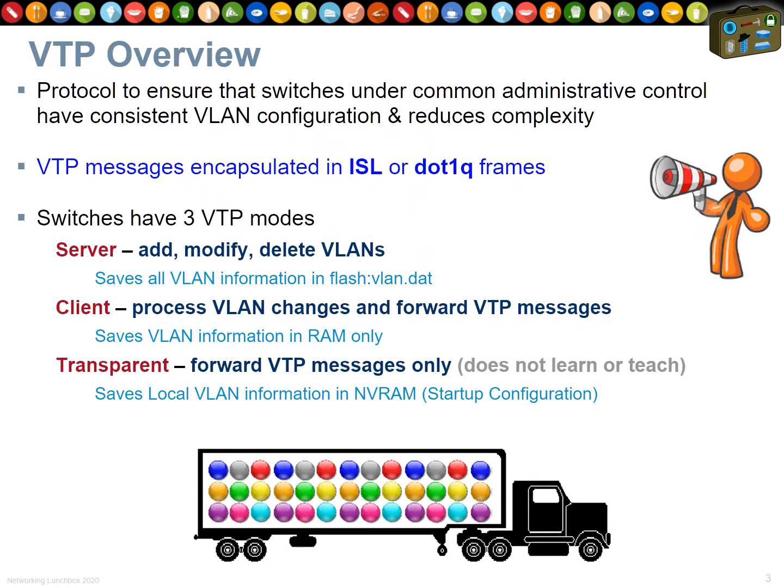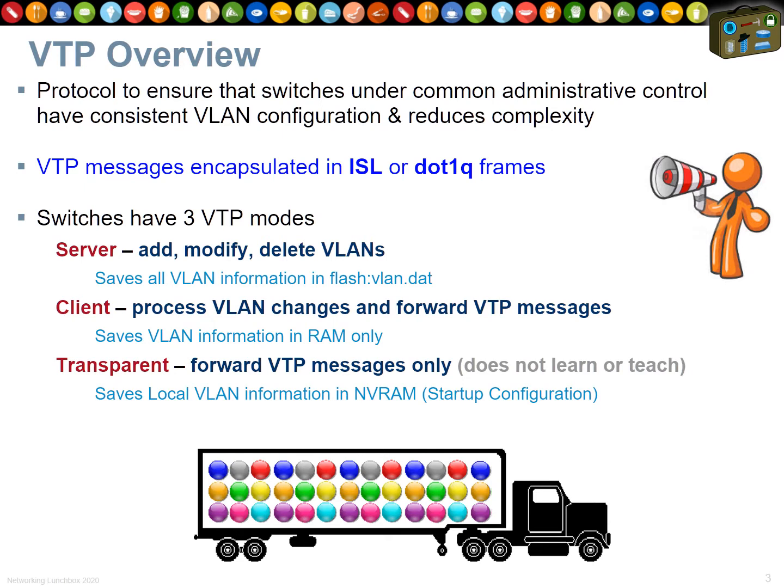There are three main modes. You've got a server mode, and the server can add, modify, delete, rename, all the things you'd expect a server to be able to do. You have a client. The client can only learn. He can learn from the server, and he can forward VTP messages between two other switches. And the final one is transparent. The transparent switch will forward VTP messages from switch to switch, but he will not learn. He will not learn new information, and he will not teach other switches information. He will just pass VTP information on to the next switch.